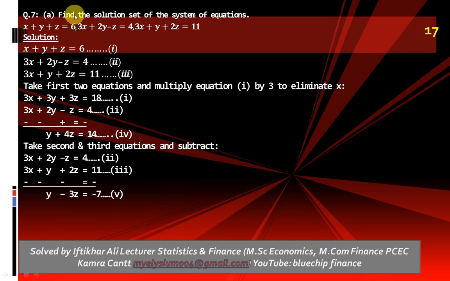Question number 7: find the solution set of the system of equations x plus y plus z equals 6. Second equation: 3x plus 2y minus z equals 4, and third equation: 3x plus y plus 2z equals 11. First of all, as you are noticing here, there are three variables x, y and z.